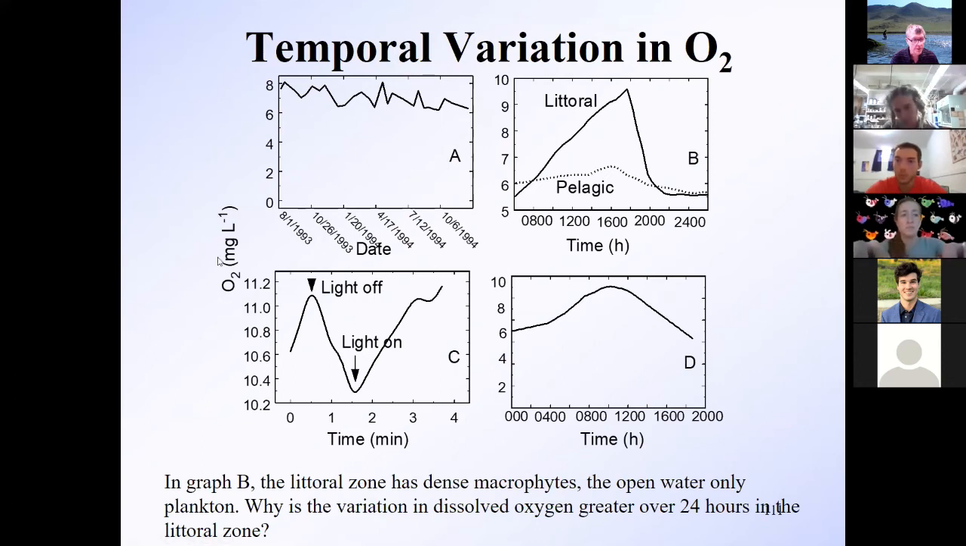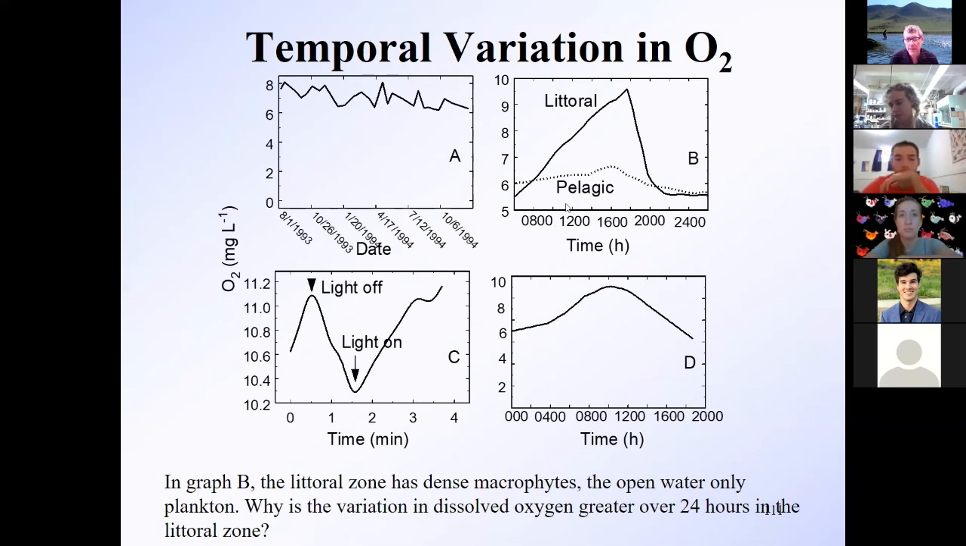Photosynthesis, good. Respiration's always going on. Photosynthesis happens during the day, but not at night. Both photosynthesis and respiration happen during the day, but just respiration at night. So the oxygen goes up during the day, here, and it goes down during the night, here.